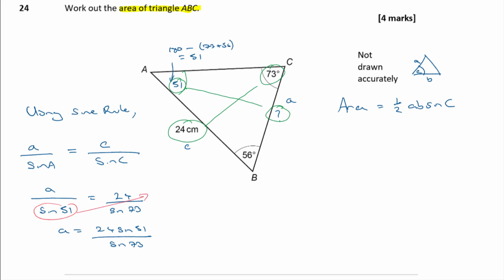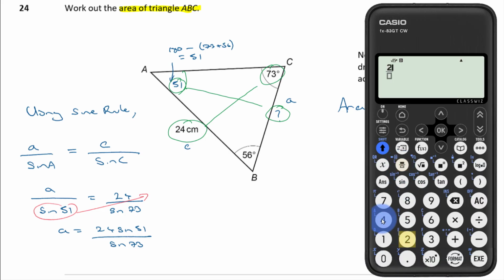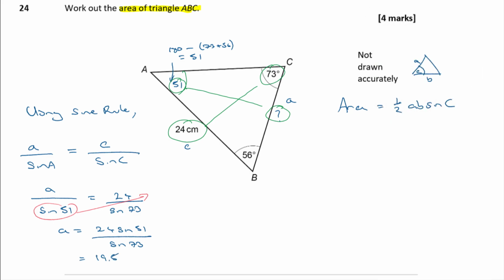So time to tappity tap that into your calculator then. 24 sine 51. Good idea to close brackets when it's a bit more complicated like this. Divided by sine 73. That comes out to be 19.5 to me. Now that's rounded off, so I recommend that you keep that on your calculator so that when we sub it into the next one, we use the actual value rather than the rounded one. So don't clear it off, just leave it in your calculator.